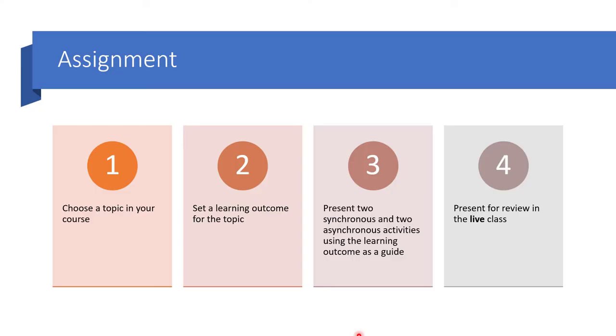In this assignment, choose a topic in your course. Set a learning outcome for the topic. Present two synchronous and two asynchronous activities using the learning outcome as a guide. Then we're going to review this in the live class.